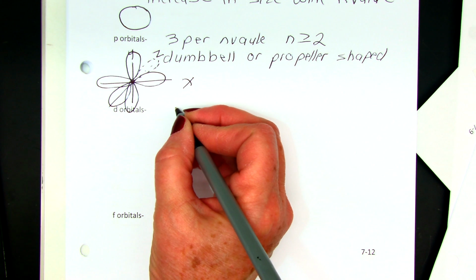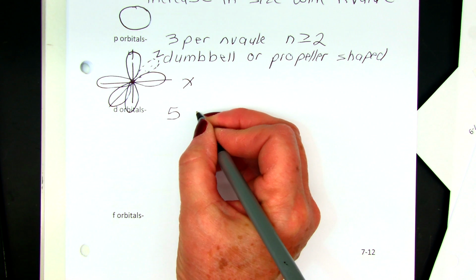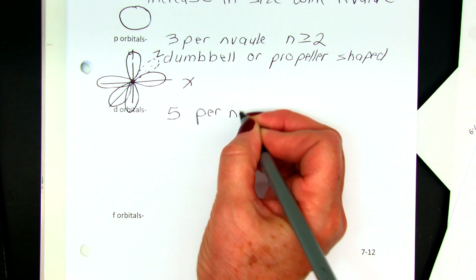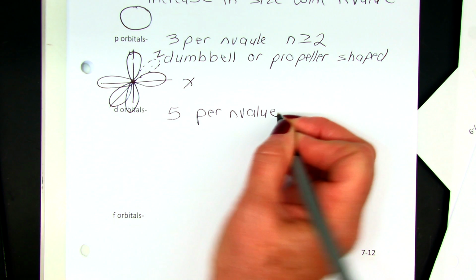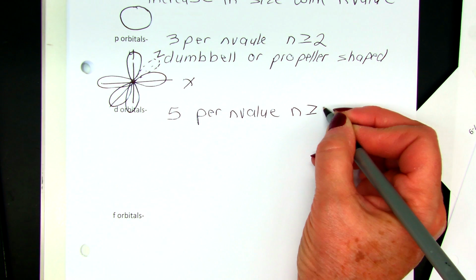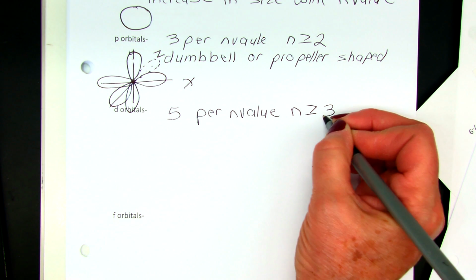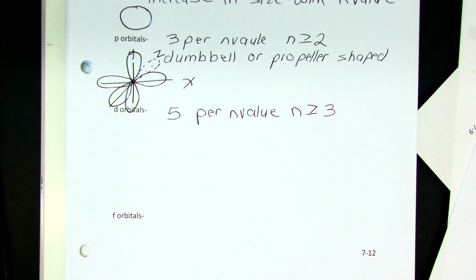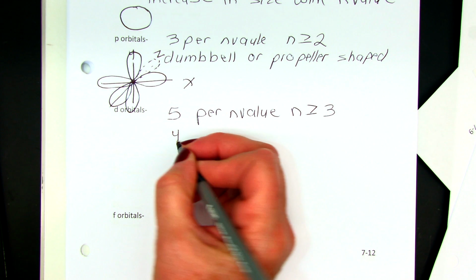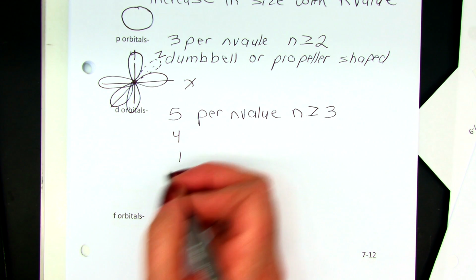Now the d orbitals, there are 5 per n value, once we get to the third energy level, where n is greater than or equal to 3. 4 of these are shaped the same, and 1 of them is different.